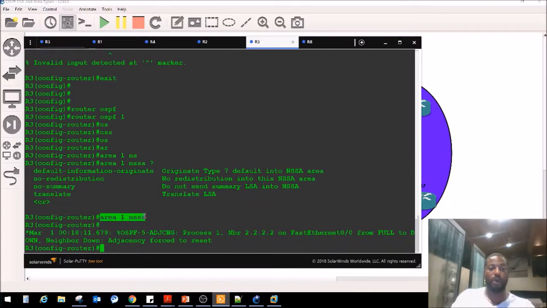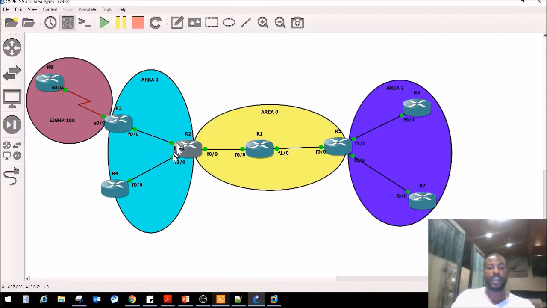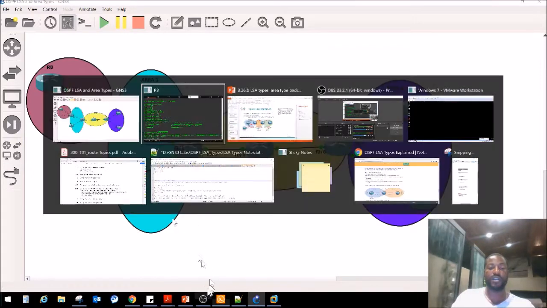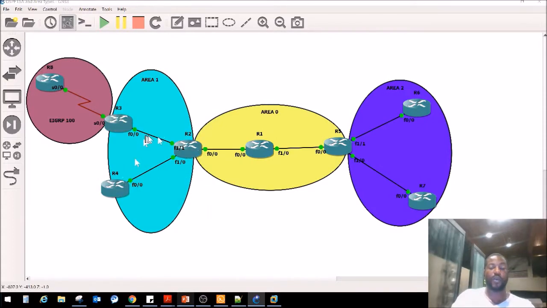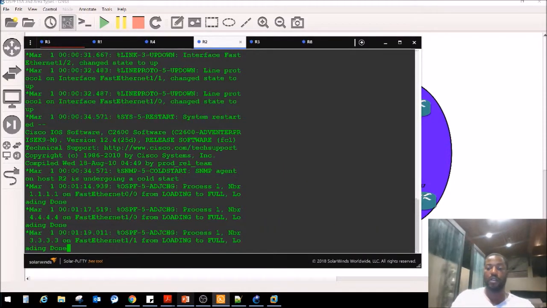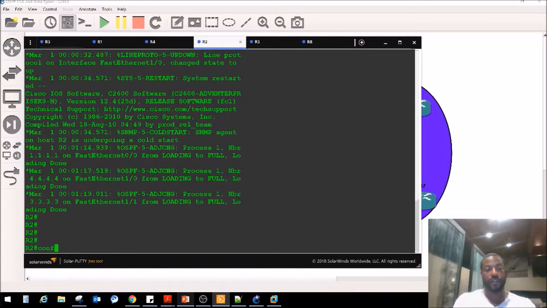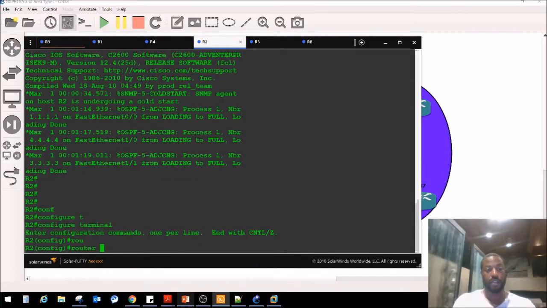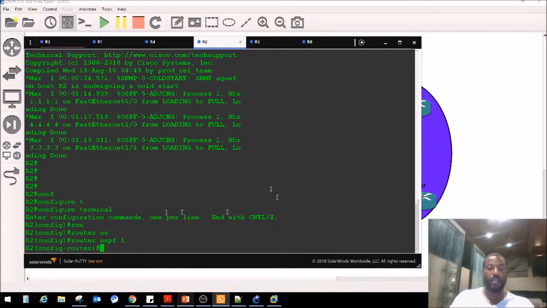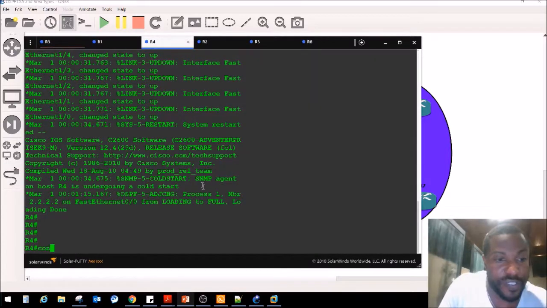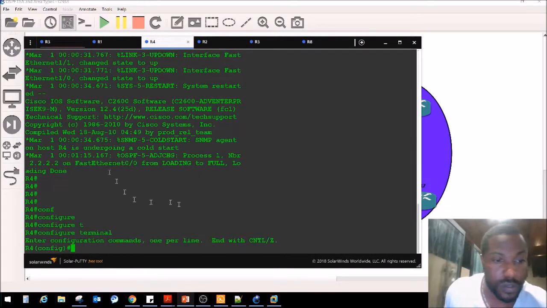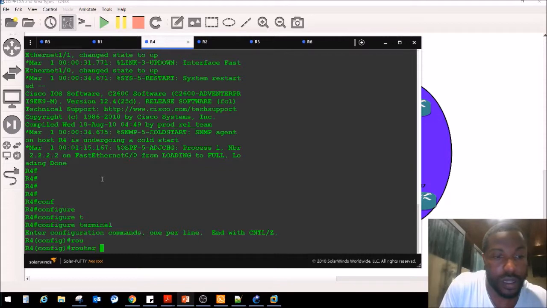Notice OSPF just bounced, so I believe we need to do it on the... No, we just need to do it on the process. So router 3 we just did it on. Let's go ahead and do it on 2 and 4. Router 2: configure terminal, router OSPF 1. And router 4 will do the same thing: configure terminal, router OSPF 1.